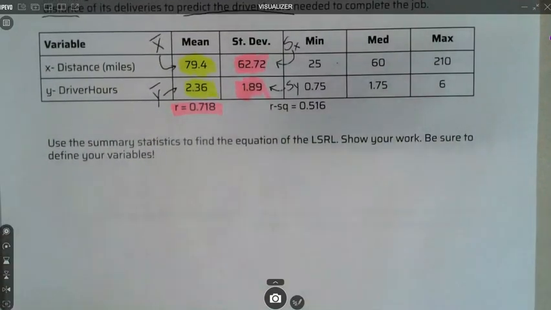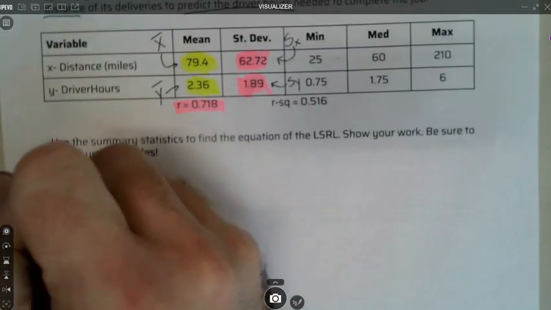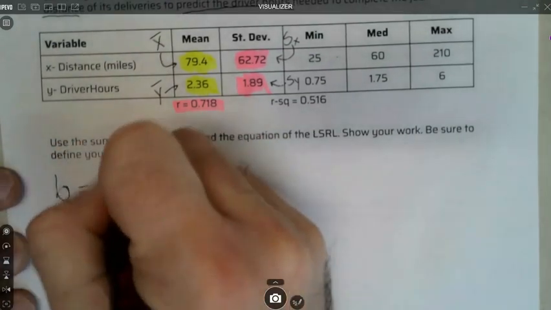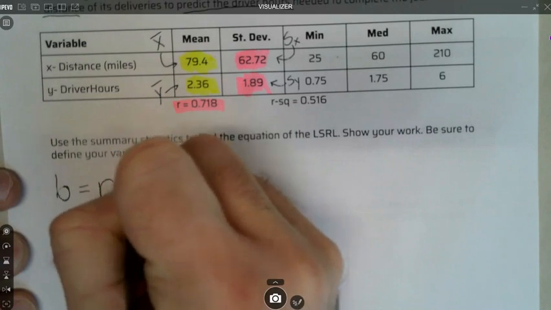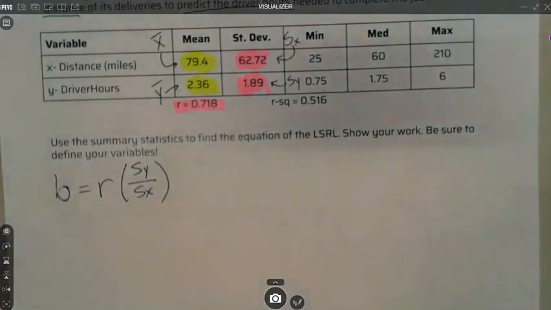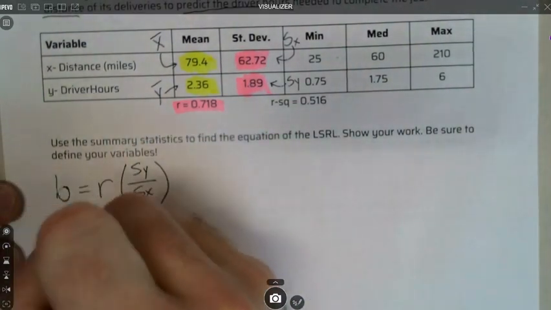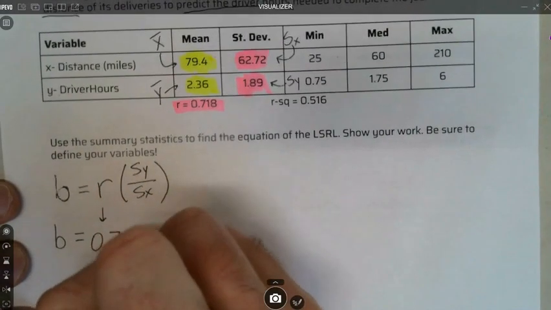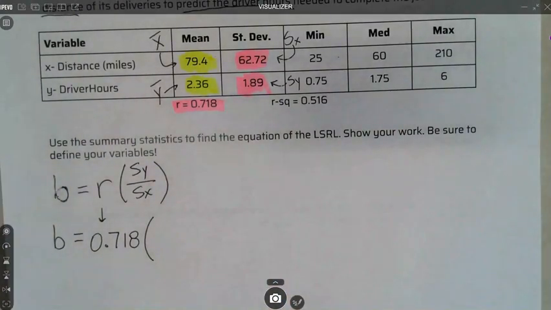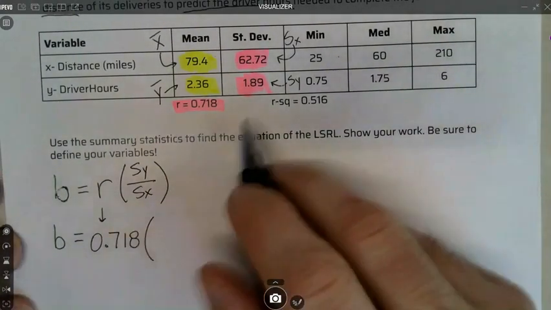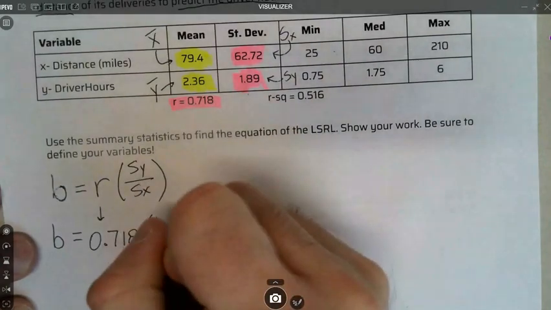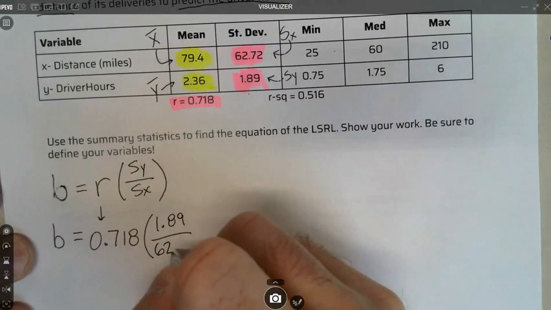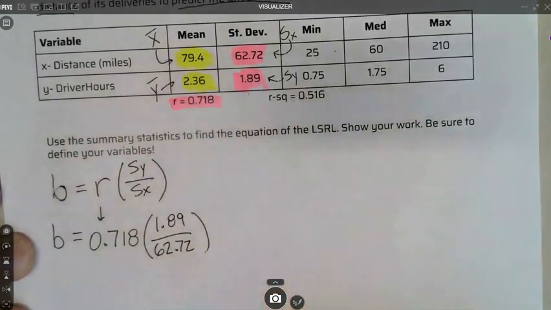All right, so let's start by finding the slope. So the slope, b, we'll calculate that by taking the correlation r times the standard deviation of y over the standard deviation of x. So let's plug in the values that we have. The correlation r is 0.718. The standard deviation of y is 1.89, divided by the standard deviation of x, which is 62.72.